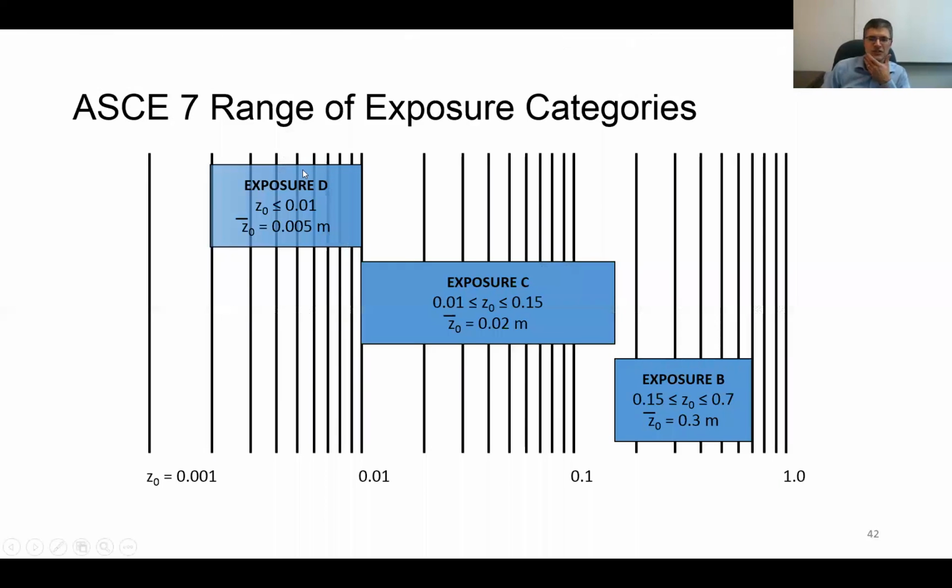So in addition to just exposure D, C, and B, it's not quite that simple, because the Z naught is actually a continuum, where they put bounds on what we call exposure C of this Z naught value, which is typically measured in units of meters. So they call exposure C a Z naught of 0.02, exposure D is 0.005, and exposure B is 0.3, for example. But the reality is you could be in densely suburban or mildly suburban, and you get 2 different wind fields, even though you're both in exposure B. So this is a lot of meat on the bones for additional research.